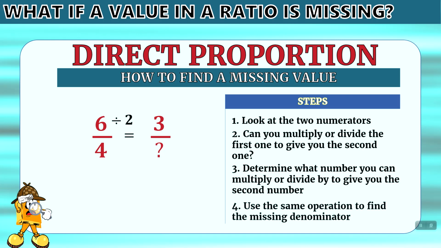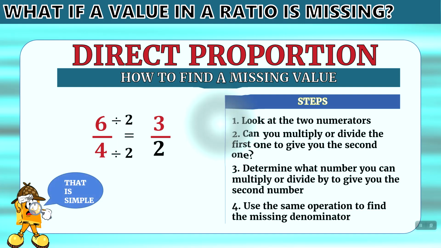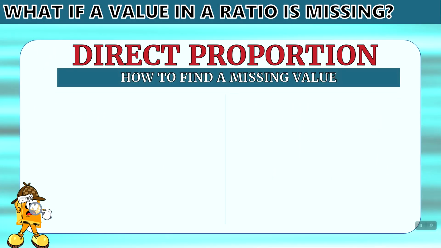And we use this same operation to find the missing denominator. 4 divided by 2 is 2. And so we have a proportion of 6 over 4 is equal to 3 over 2. And it is that simple. Let's look at what happens when the missing value is in the numerator.